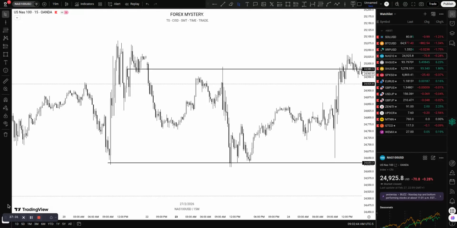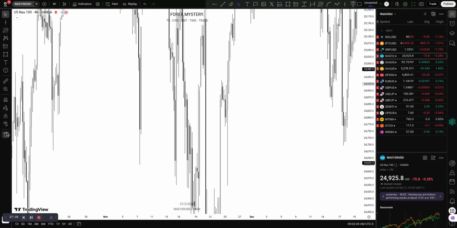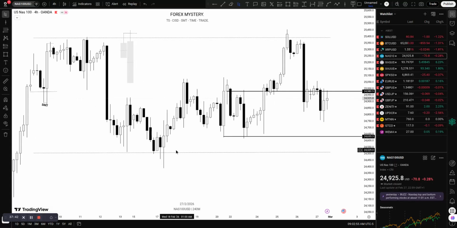We can still find another entry on the 4 hours again. Let's still use key levels. Let's use another key level. I'm going to use another key level. Let me just remove all this.